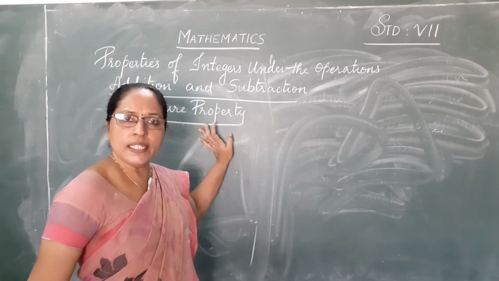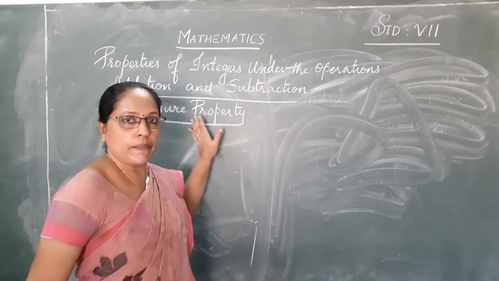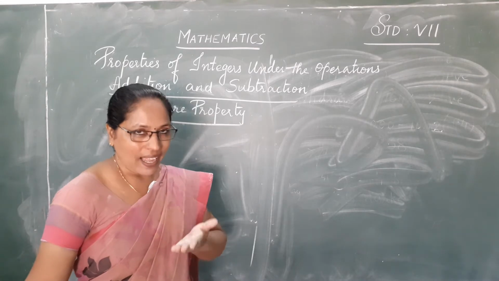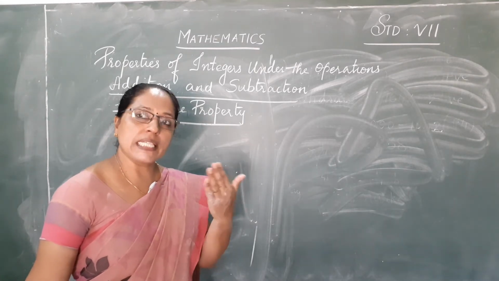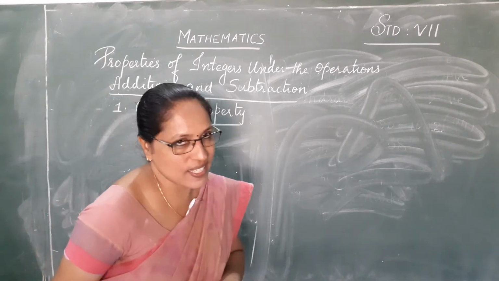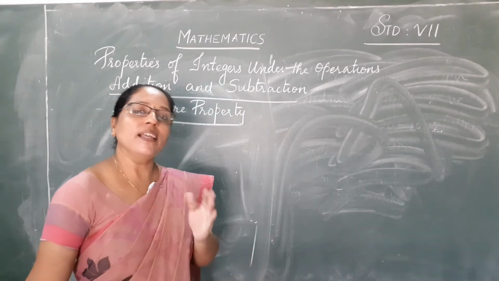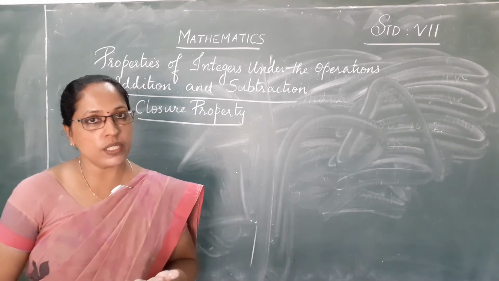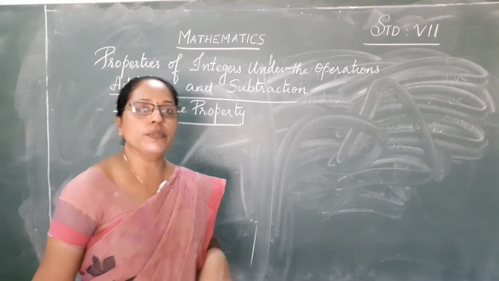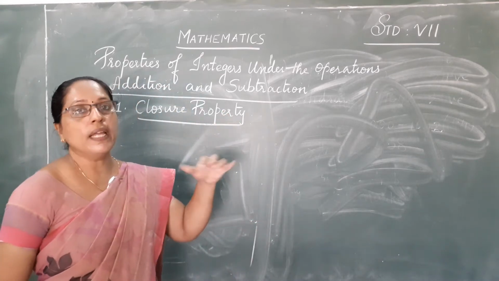Do you have any idea? Closure property means when we add two integers or when we subtract two integers, the answer is also an integer. Once again, when we add two integers or subtract two integers, the answer should be an integer.